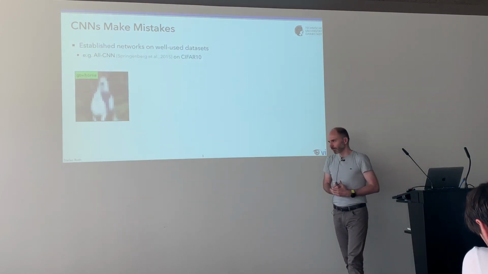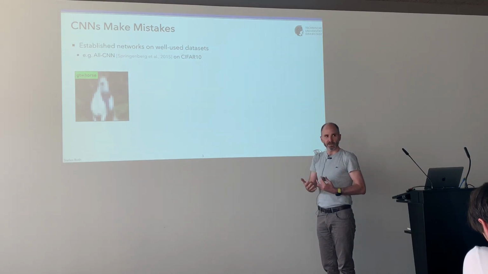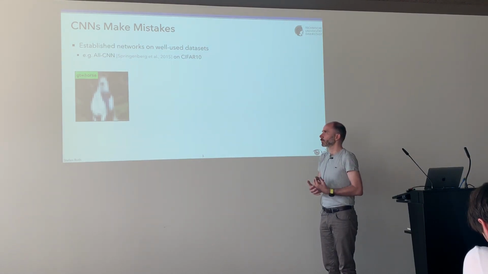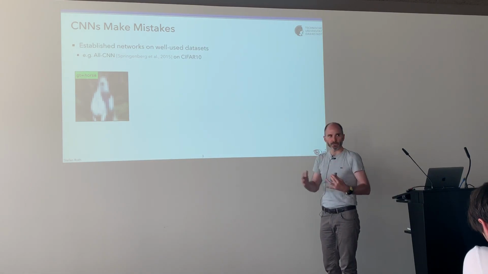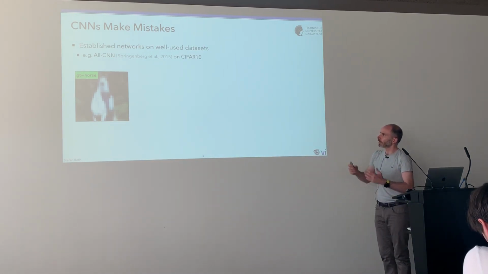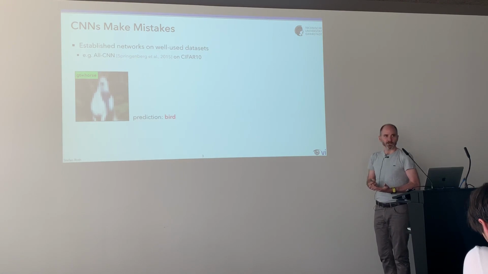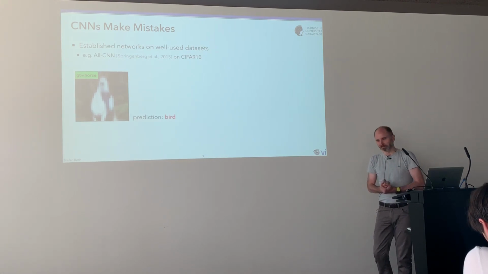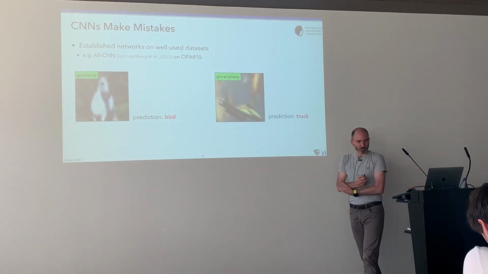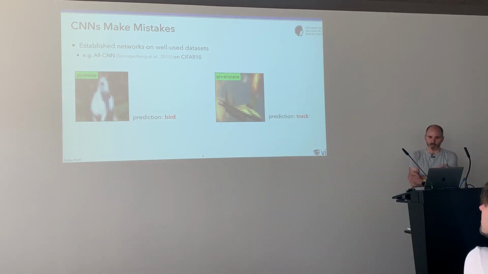I don't want to debate that for now, but I also want to mention that CNNs, even the good ones, even if they're trained carefully on data sets that we have a lot of experience with, do make mistakes. So for example, a convolutional net on CIFAR-10: this is clearly a horse. What does it tell us? It's a bird. Okay, not correct. What about this one? That seems like an airplane, yet the network says truck.